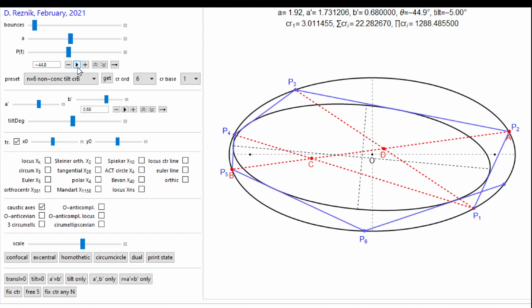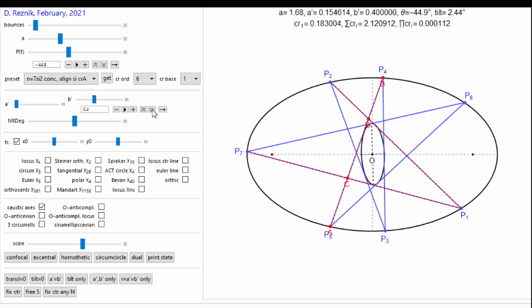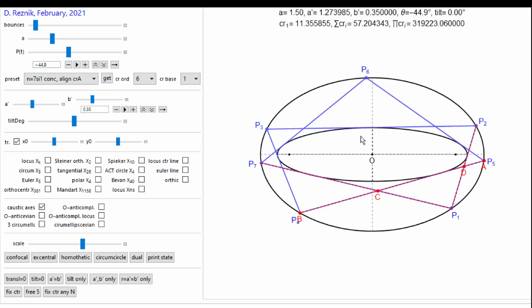Let's look at n equals 7. We're going to start with a very interesting n equals 7. It's the so-called self-intersected n equals 7 with turning number equal to 1. There's another n equals 7 where the turning number is equal to 2. I'm just going to show you what that is. Here's another n equals 7 when you have 2 complete turns around the caustic. We're going to start with turning number equal to 1, this one over here.